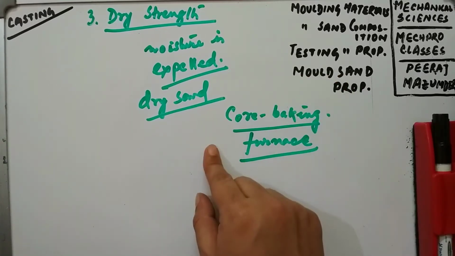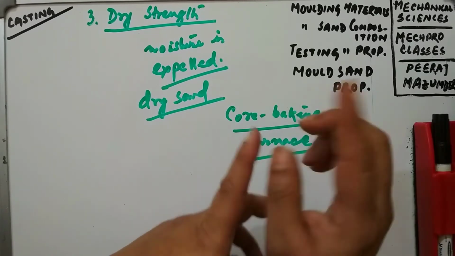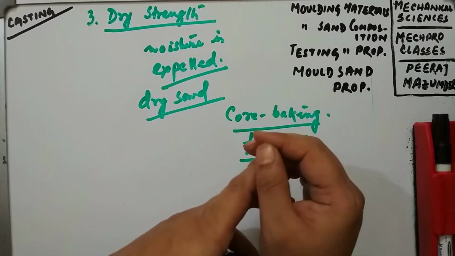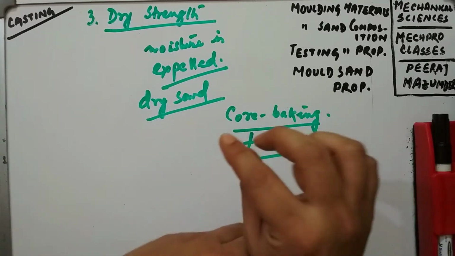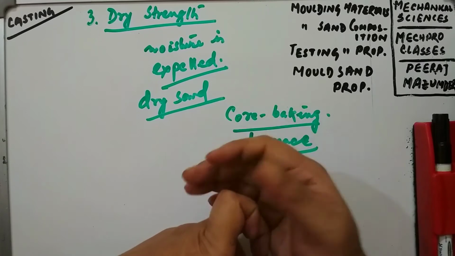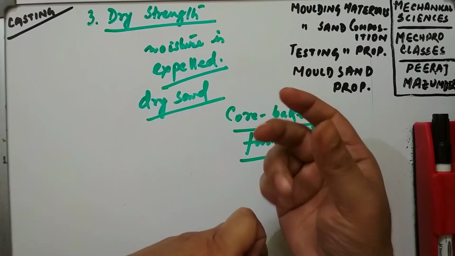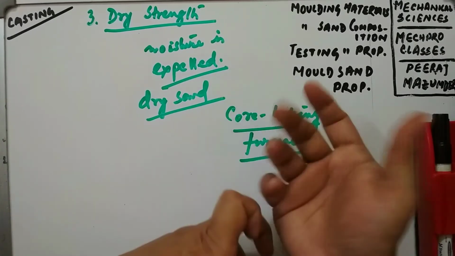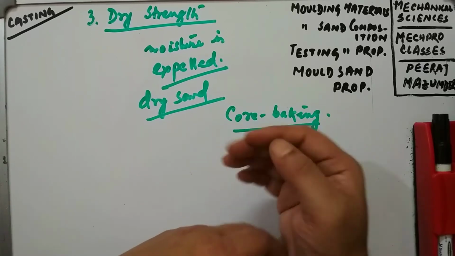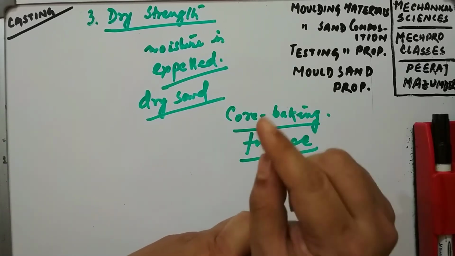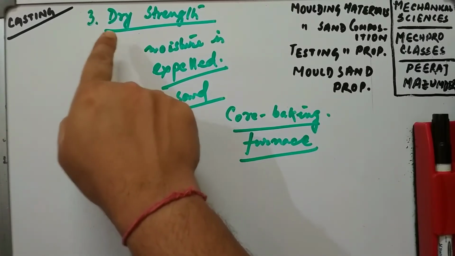When molten metal is poured into a mold, the sand around the mold cavity is quickly converted into dry sand. You can easily assume that when we are pouring the molten metal, due to its high temperature, the moisture will be expelled out of the molding sand, that is the green sand. So it will be converted to dry sand as well. And at this stage, it should retain the mold cavity and at the same time withstand the metallostatic forces. So this dry strength is very important.